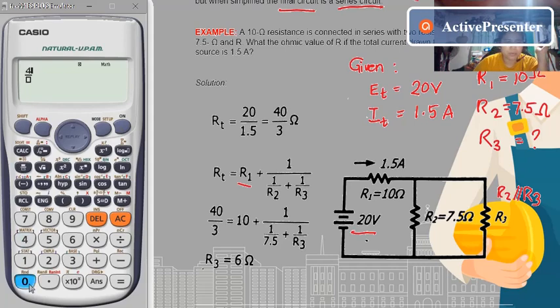We have 40 divided by 3 equals 10 plus 1 over (1 over 7.5 plus parallel sa atong R3, which is ang atong unknown, 1 over alpha x). So solving for R3, if x is 0, so our R3 will be 6 ohms.